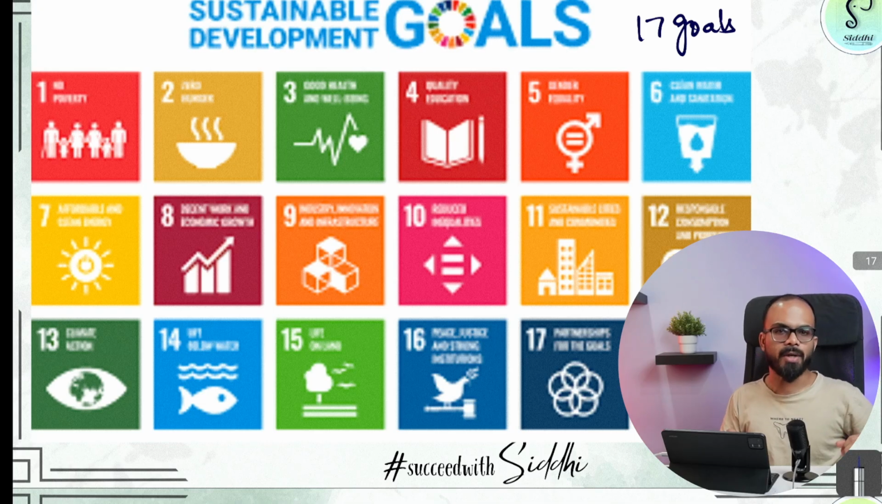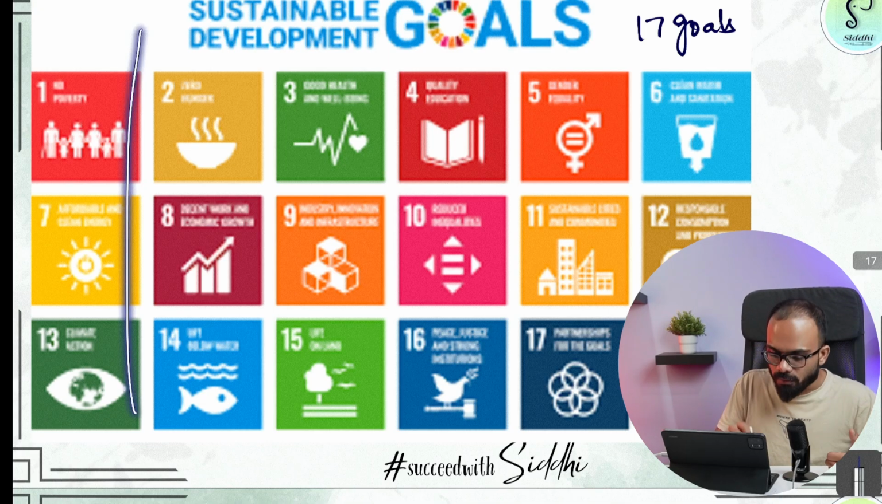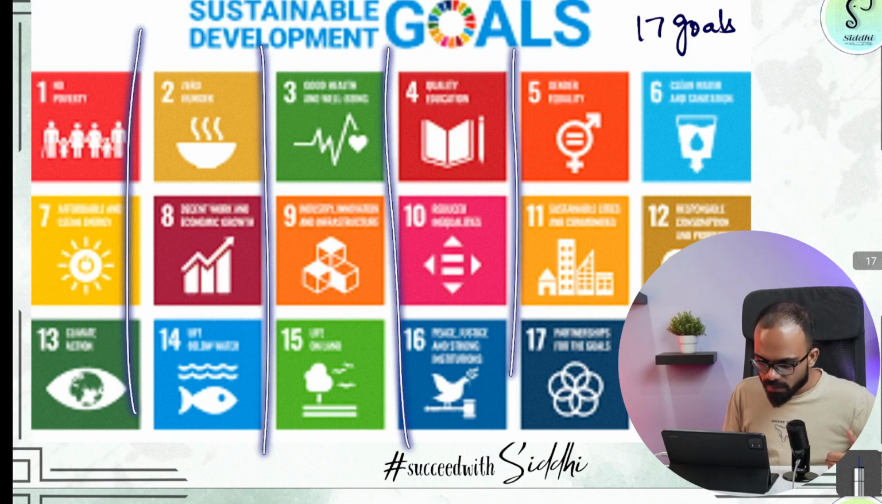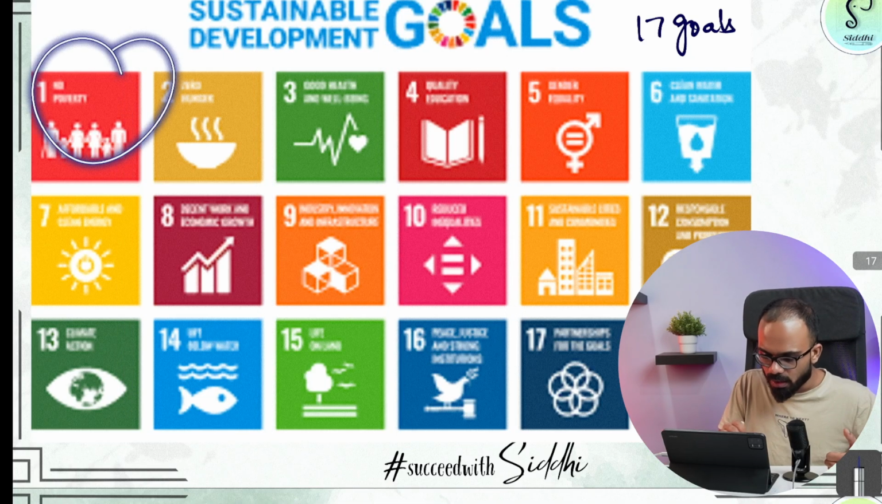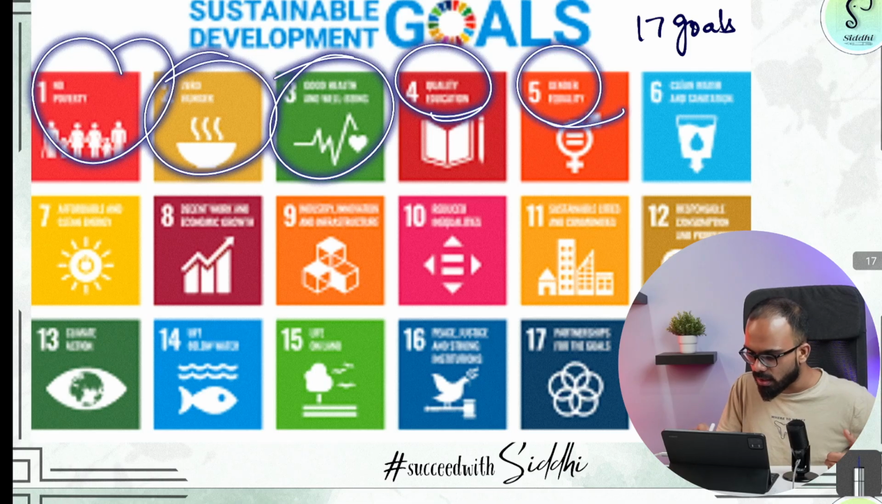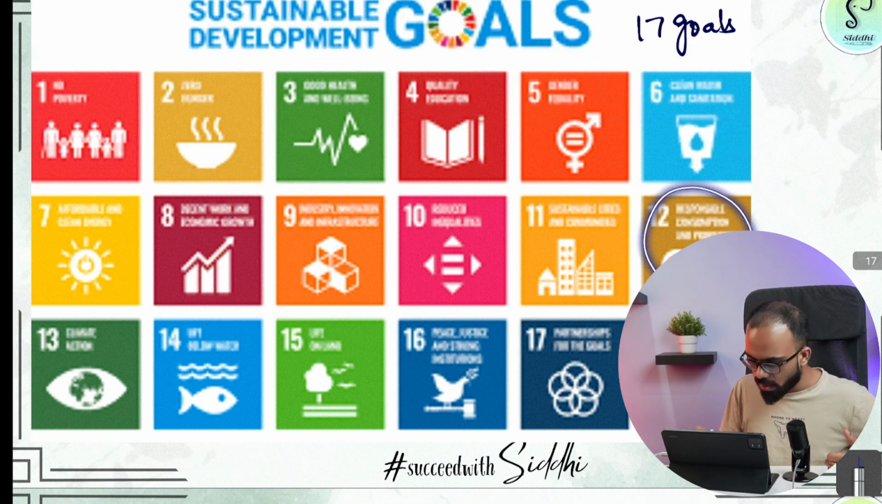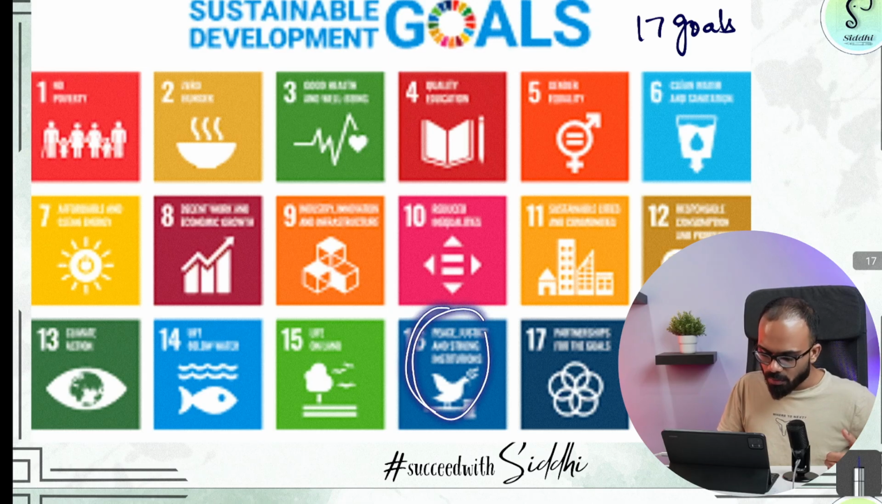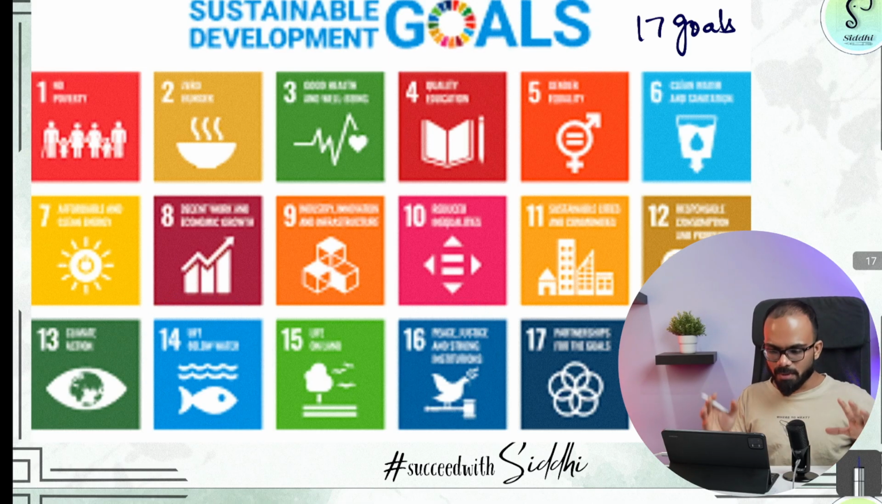These goals are important with respect to objective examinations. They might ask you which of the following are sustainable development goals and which of the following are not. For example, no poverty, no hunger, good health and well-being, quality education, gender equality, clean water and sanitation, partnership for the goals, justice, promotion of institutions, life underwater. So these are various sustainable development goals.